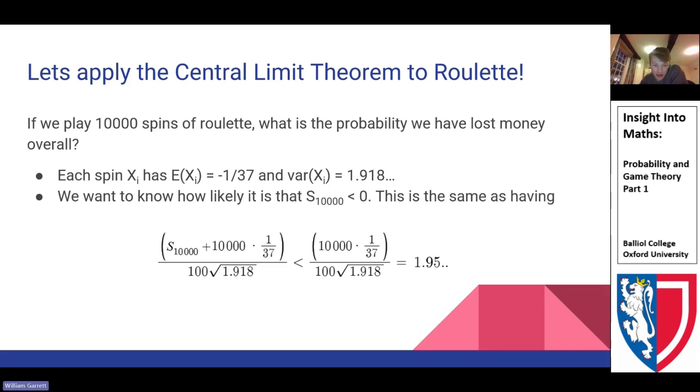Okay. S 10,000 is less than 0 if and only if this inequality is true. So I did the same thing to both sides of the inequality over and over again. I subtracted 10,000 times minus 1/37th, and then I divided by the same thing. Everyone happy with what I've done so far?